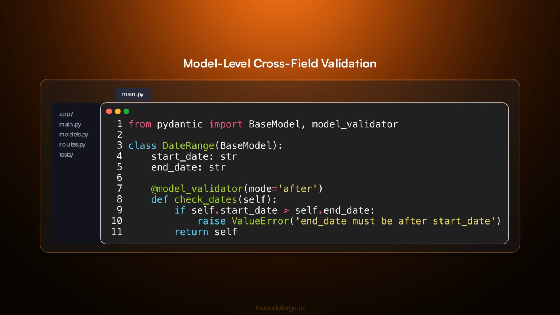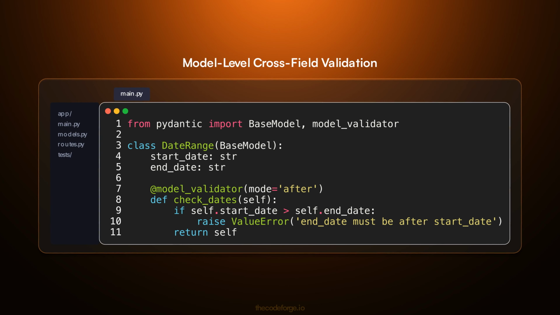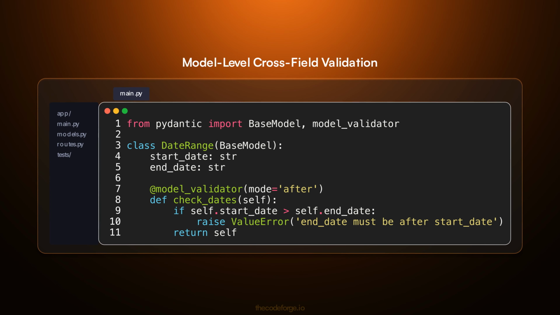The article mentions cross-field validation, but only shows field-level validators. Use @model_validator, v2, to validate interdependent fields, e.g., ensuring end date is after start date. This runs after all field validators.